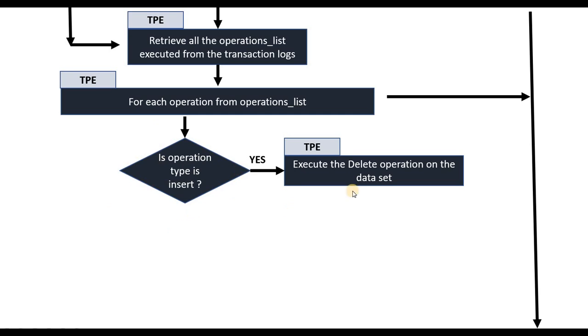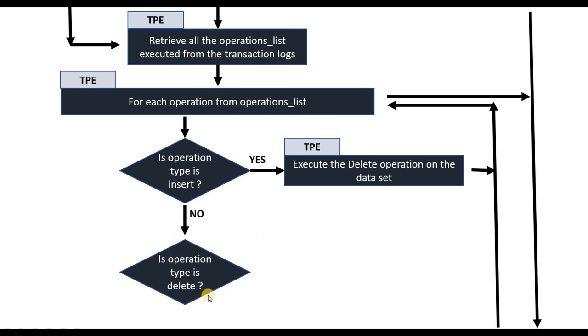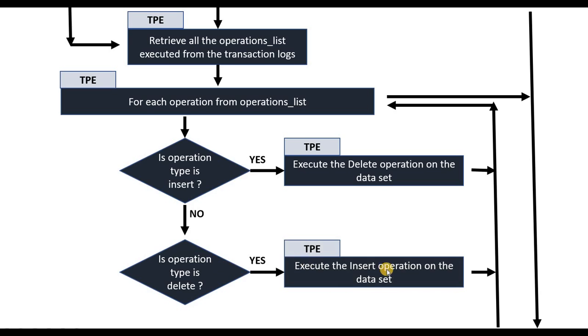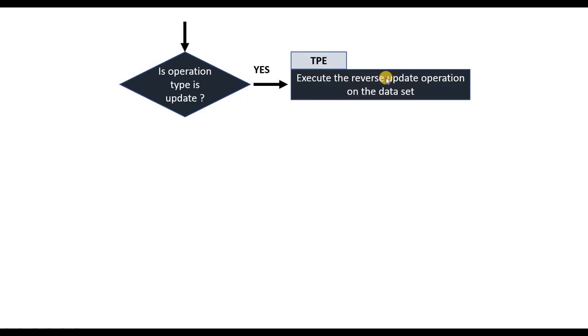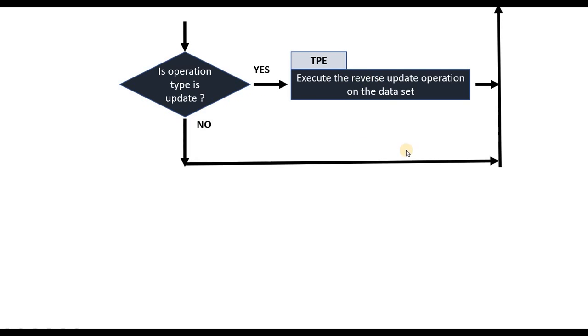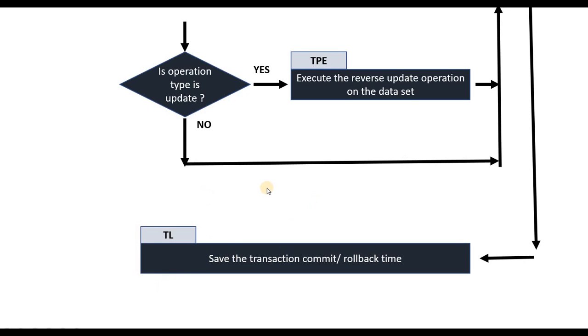So if the operation type is insert, we execute the delete operation on the data set. In the same way, if the operation type is delete, we execute the insert operation on the data set, because the reverse of delete is insert. If the operation type is update, we simply execute the reverse update on the same data set, and then finally terminate the algorithm. Save the commit or rollback time in the transaction logs, and complete the algorithm. That's it.